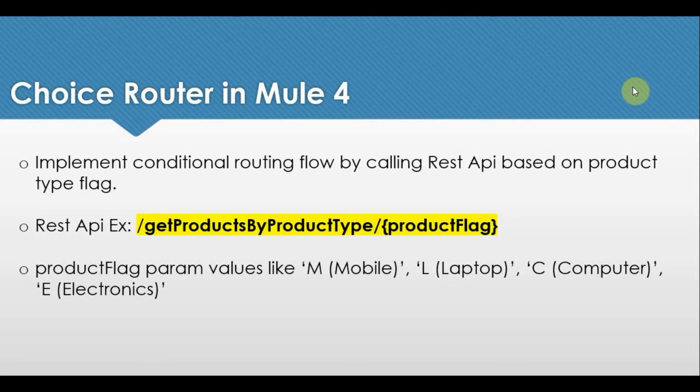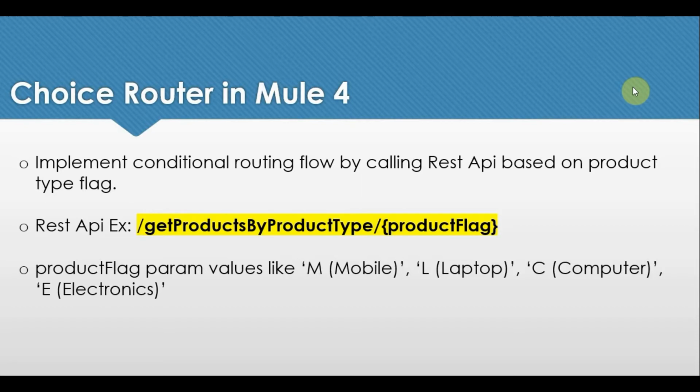So in this video, I'm going to explain the conditional routing mechanism using choice router component in MuleSoft. I'm going to implement conditional flow by calling REST API to get product details based on product type flag. This product type flag values could be like mobile, laptop, computer, which will decide which flow to call at runtime.